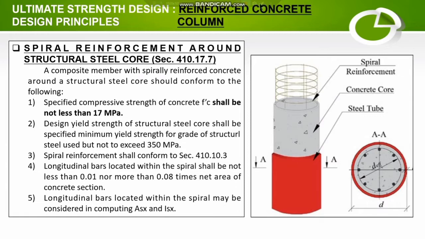Longitudinal bars located within the spiral may be considered in computing Asx and Isx. So this diagram is an example of spiral reinforcement around a structural steel core. As you can see, it is a type of composite column, laterally reinforced with spiral. This one is the spiral reinforcement, this one is the concrete core, and the red element is the steel tube with this cross section.